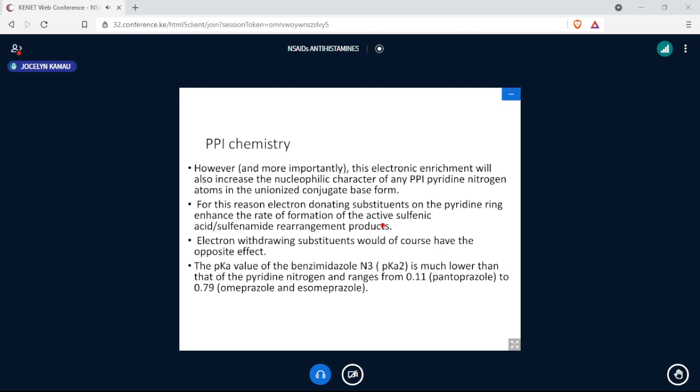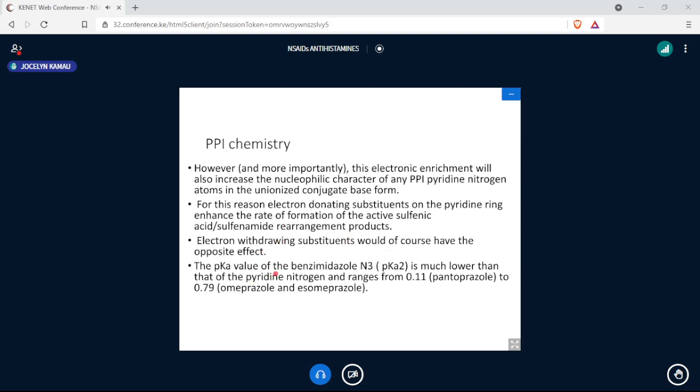We are only saying you have made the nitrogen more nucleophilic. It will attack more readily, and therefore the rate of formation of the sulfonic acid or the sulfonamide, which you do require, so that is what reacts with the ATPase enzyme. So that I hope is clear. Electron withdrawing substituents would of course have the opposite effect.